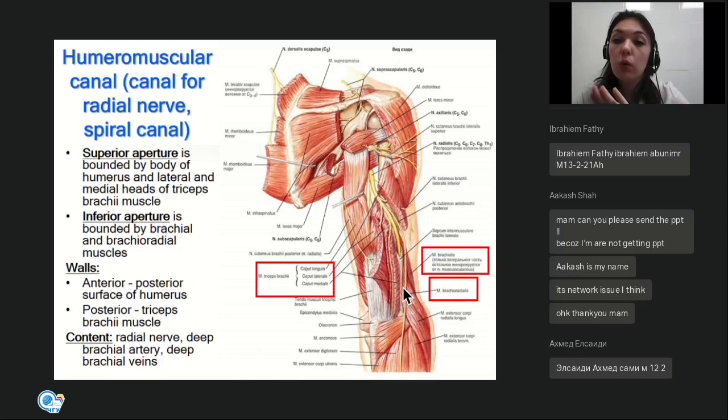And there are only two walls in this canal. Anteriorly, it is the posterior surface of the humerus. And on the posterior surface of the humerus, if you remember, there is the radial groove, or radial nerve groove, or spiral groove, it's another name. So that's it. And posteriorly, there is triceps brachii muscle. So between the humerus and triceps brachii muscle, the humeromuscular canal. And through this canal, the radial nerve passes together with the deep brachial artery and veins.